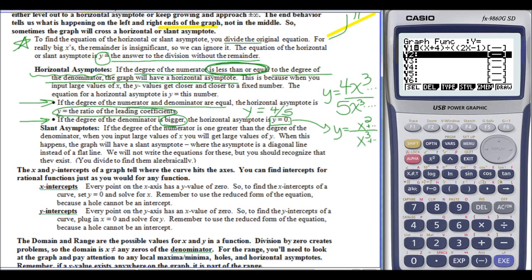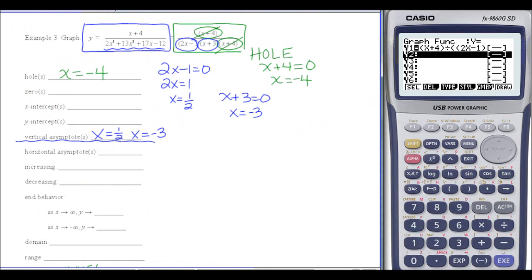That's going to happen in our example we were doing on the next page. So in this problem, if we look at the degree of the top was 1, the degree of the bottom was 3. So there's more x's on bottom. That means as I plug in really big numbers for x, the bottom is going to get super huge, and a number over a really big number gets smaller and smaller. So our horizontal asymptote is y equals 0.